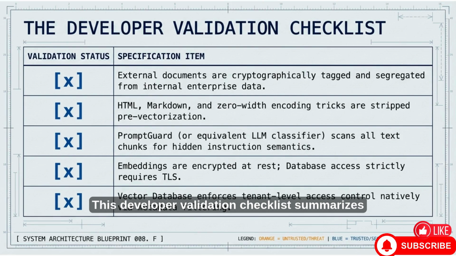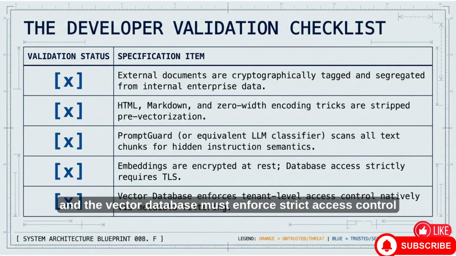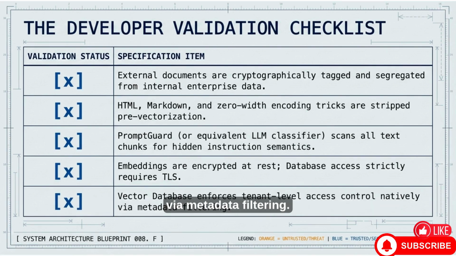This developer validation checklist summarizes key requirements. External documents must be tagged, harmful encoding tricks stripped, and prompt guard scanning active. Embeddings must be encrypted, and the vector database must enforce strict access control via metadata filtering.